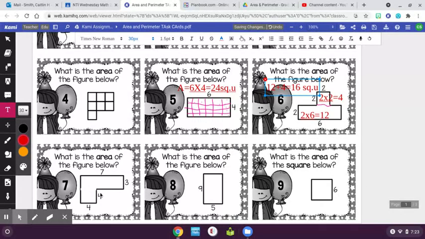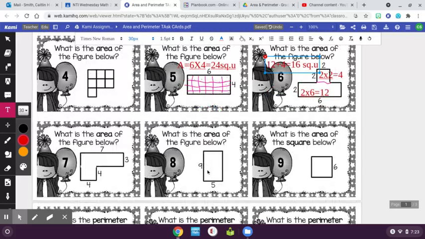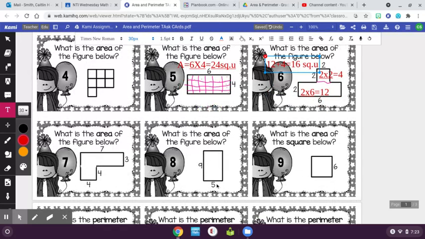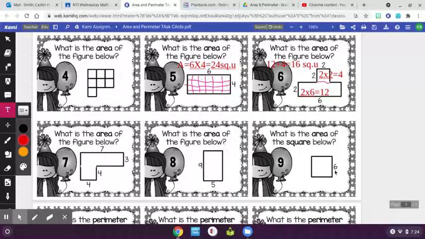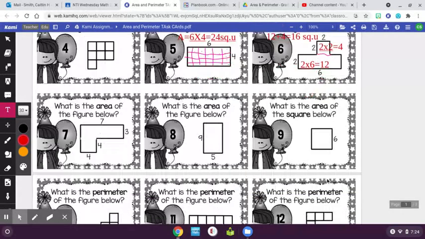So when it's an irregular shape like this one, you're going to want to draw a line to make it into two different shapes. If it gives you just a regular rectangle, all you simply do is multiply length times width. If it gives you just one and you know it's a square, then you know that all the sides are the same, so length times width is going to be 6 times 6.